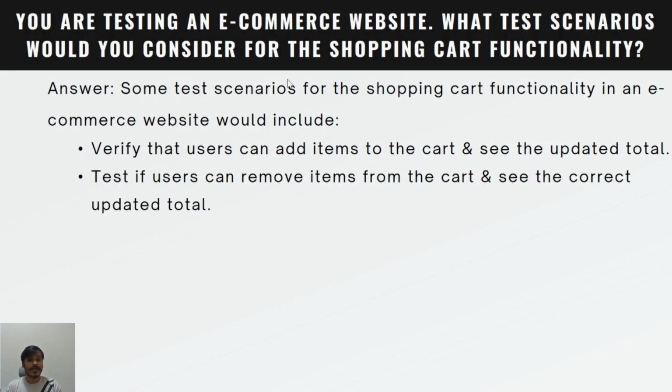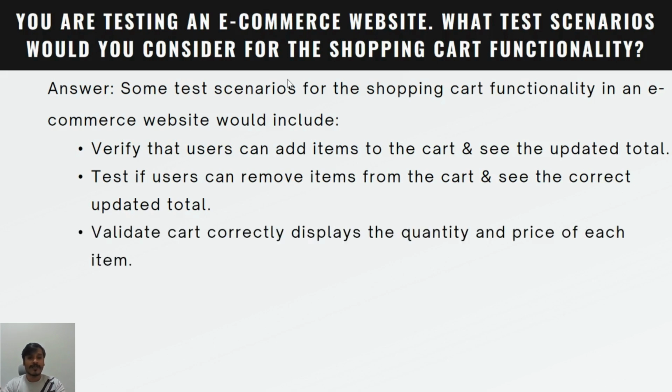Then test if users can remove items from the cart and see the correct updated total. As an end user, if I am removing some items from the cart, then the updated total should reflect accordingly. Like if I have removed any item with 5 ringgit, or maybe with 5 INR, then it should deduct 5 INR or 5 ringgit from the total, right? So the updated total will be reflected accordingly.